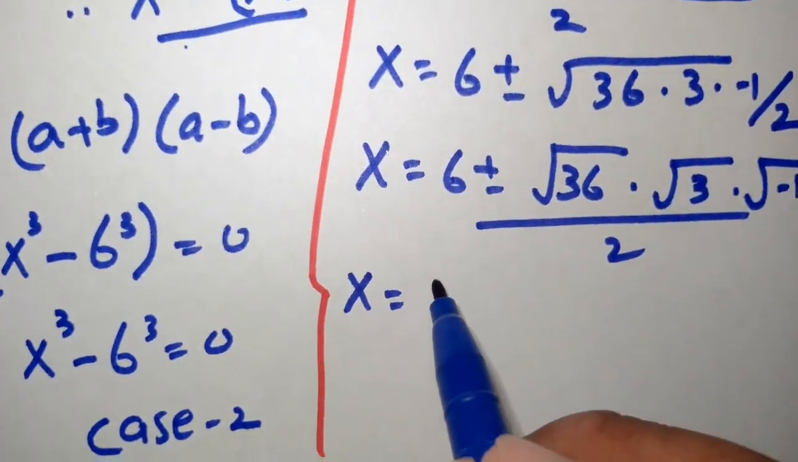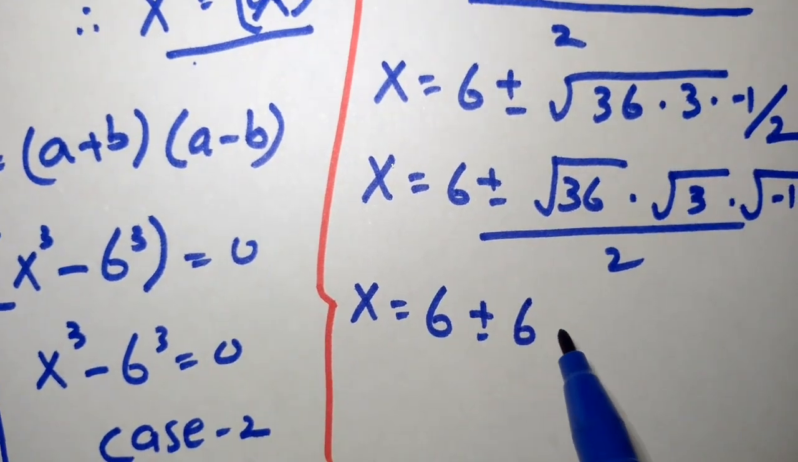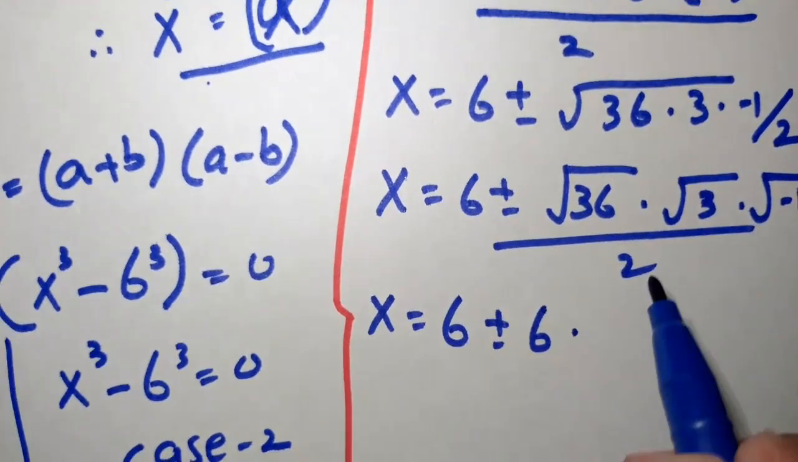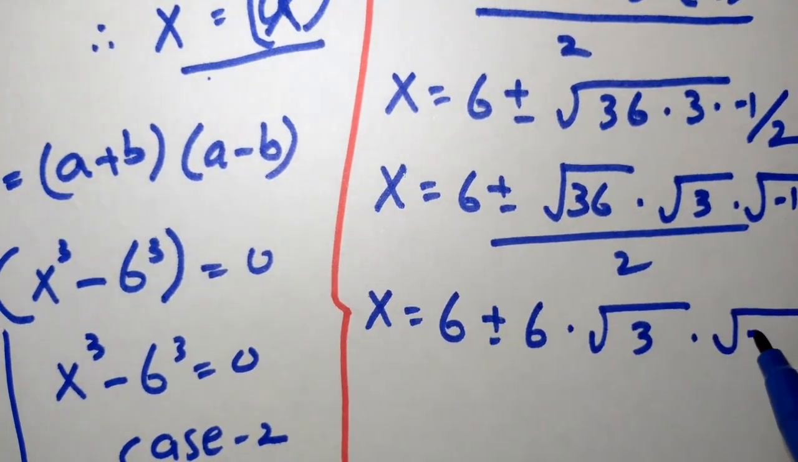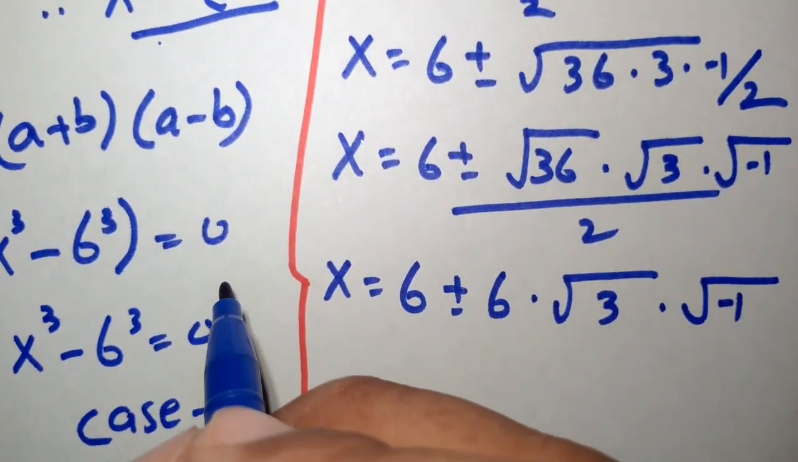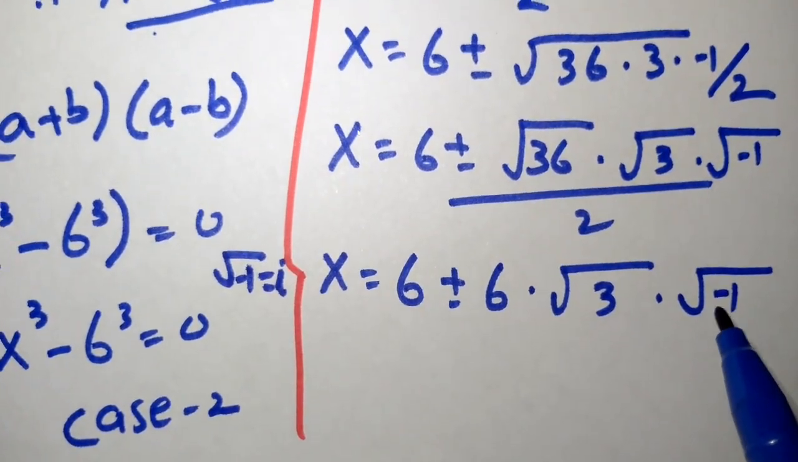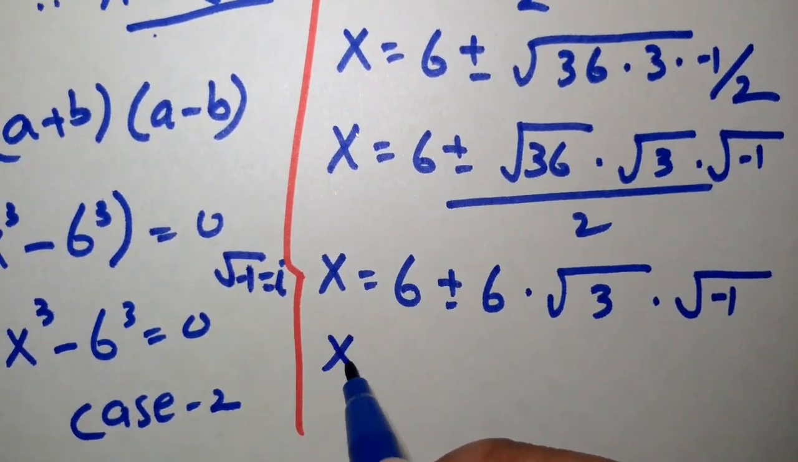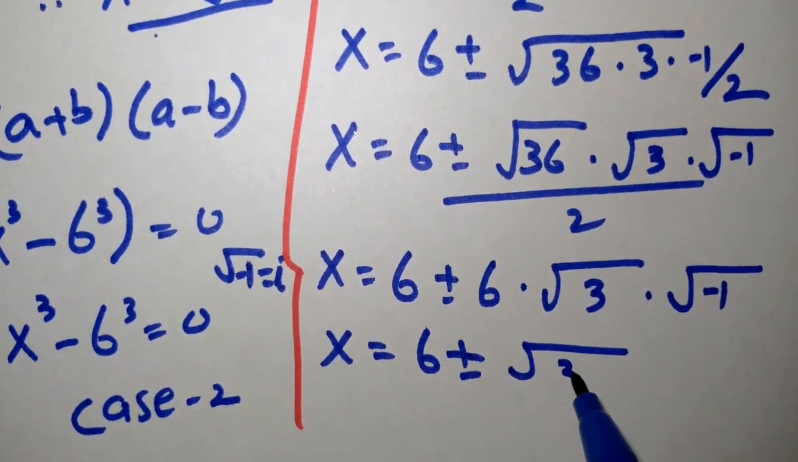x is equal to 6 plus minus, this will become 6 multiply square root of 3 multiply square root of minus 1. We know that the square root of minus 1 is equal to i. So here we put i in place of the square root of minus 1. x is equal to 6 plus minus square root of 3 i.